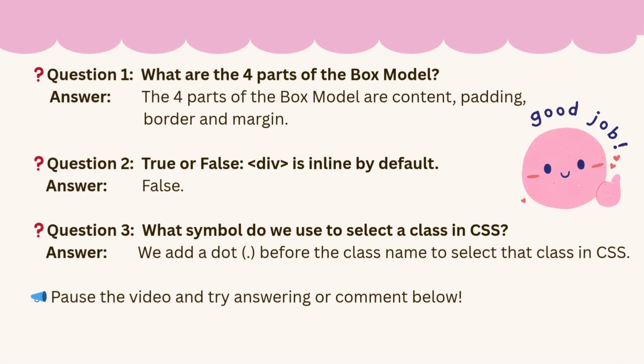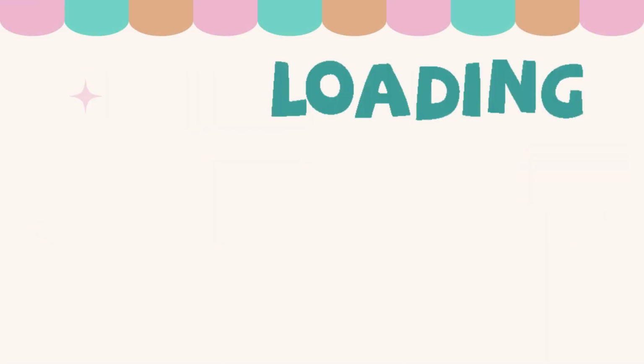Here are the answers. 1. Content, padding, border, and margin. 2. False, div is block level by default. 3. We use a dot before the class name in CSS.